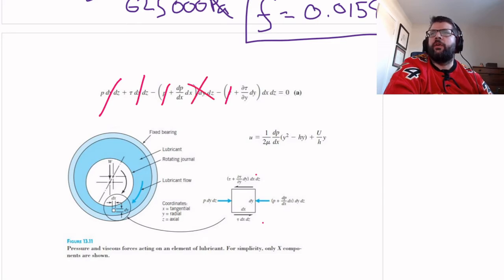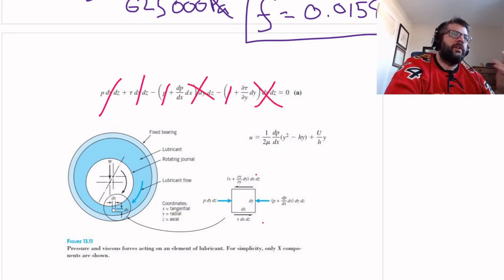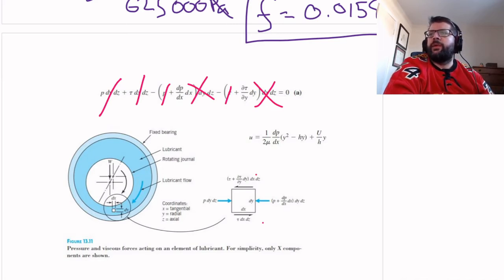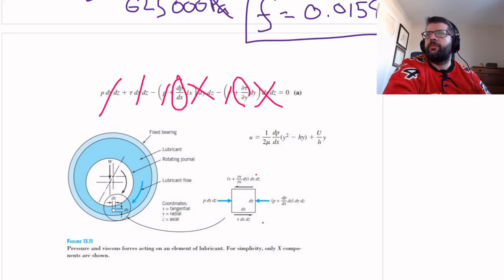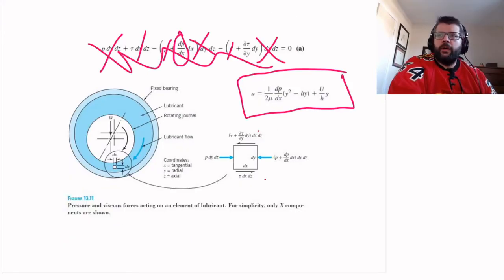Obviously, the volume of that little cube, dx dy dz, cancels out. So we are left with just the pressure gradient times dx is equal to the shear gradient times dy. From there, we can make some substitutions and some assumptions and solve for what's going on in terms of allowing us to basically figure out flow rates and such.